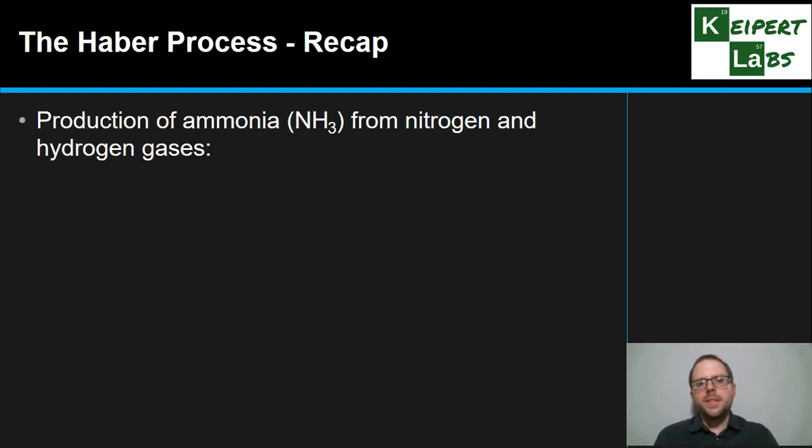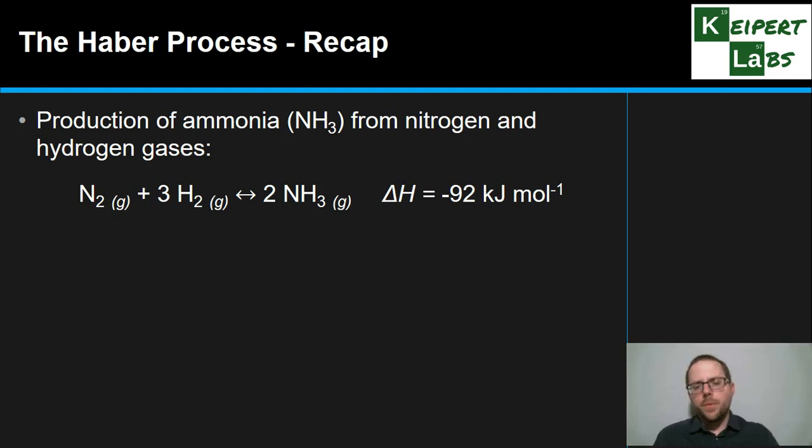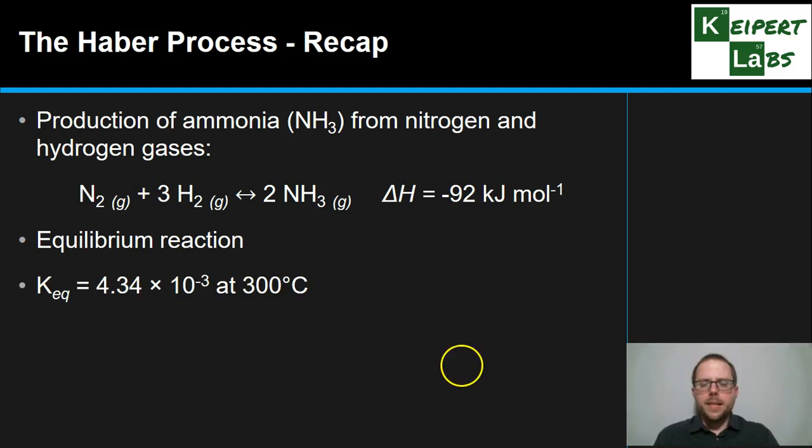So the Haber process is the production of ammonia, or NH3, from nitrogen and hydrogen gases. So we see the chemical equation here. It's an exothermic process. It's an equilibrium. And it has an equilibrium constant at 300 degrees Celsius of 4.34 times 10 to the minus 3. So it lies significantly to the left-hand side of this equation. That is, we don't get a very high yield of ammonia from this particular process.